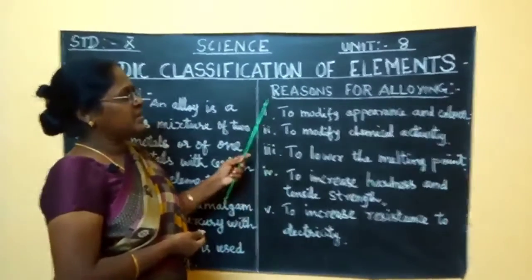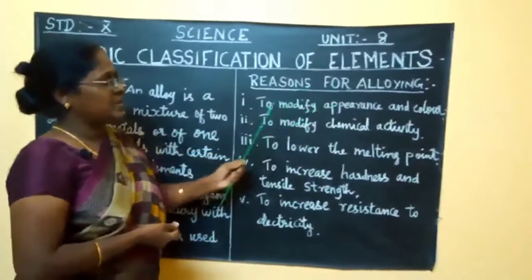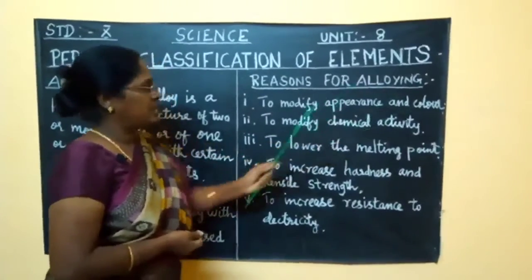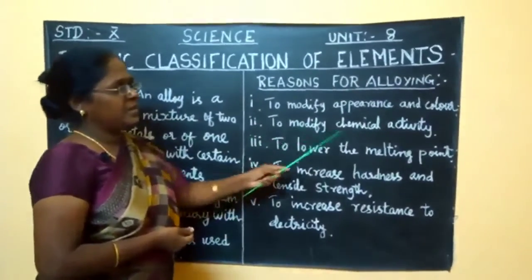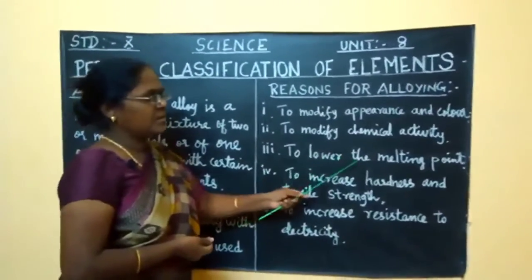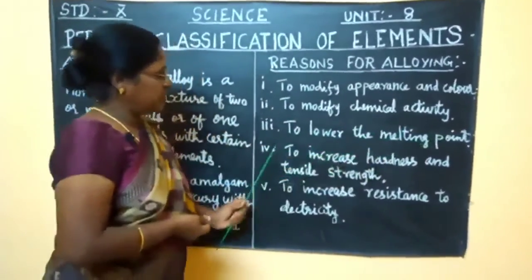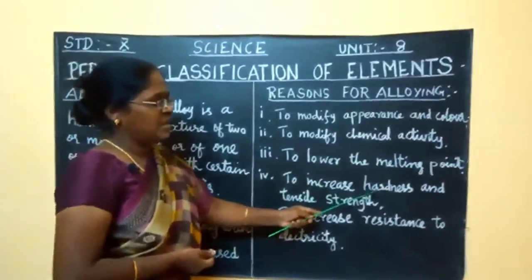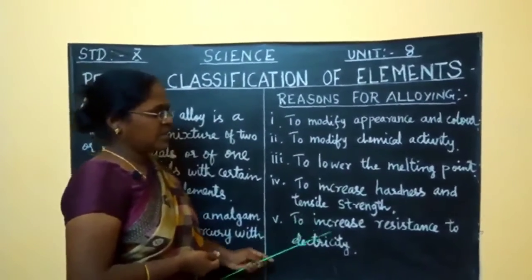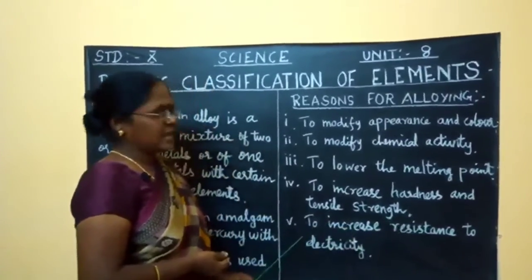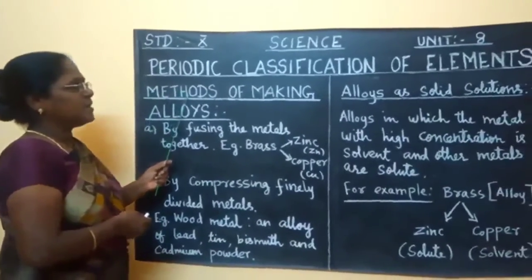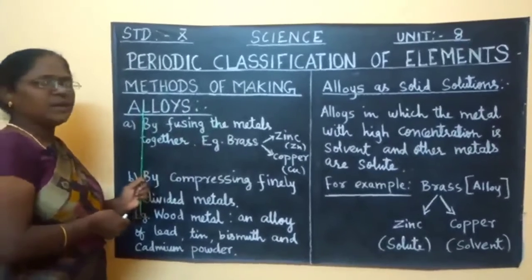Shall we revise reasons for alloying? So first reason is to modify appearance and color. Second one is to modify chemical activity. Third one is to lower the melting point. Fourth one is to increase hardness and tensile strength. To increase resistance to electricity. Next we will see about methods of making alloys.